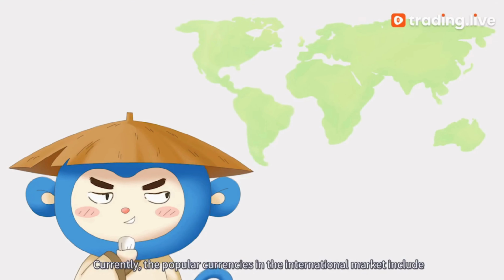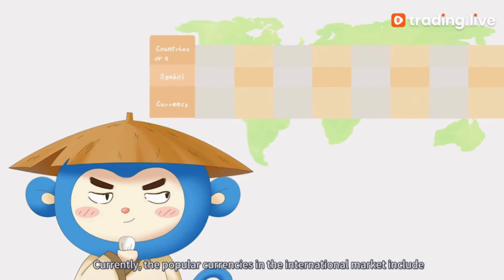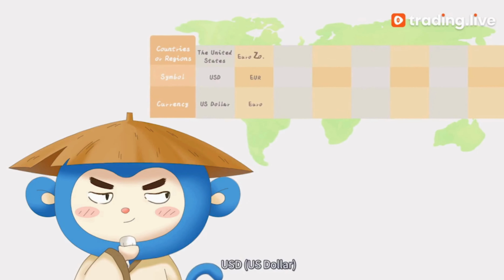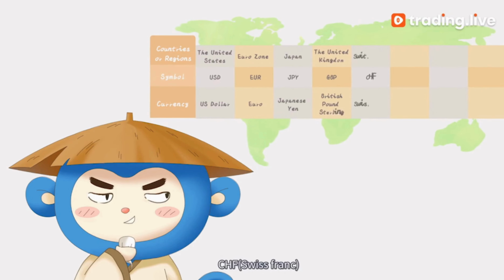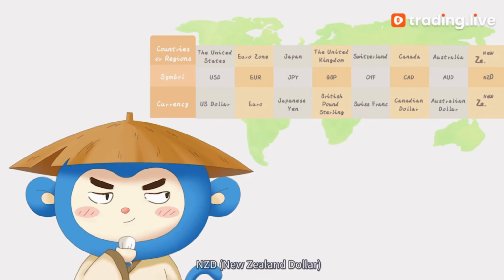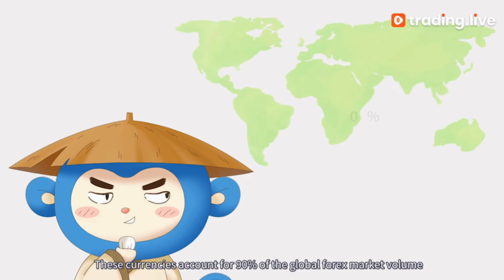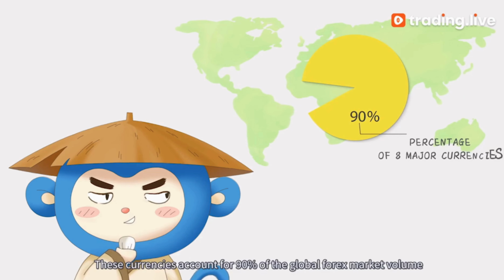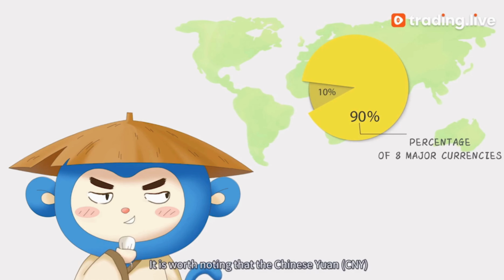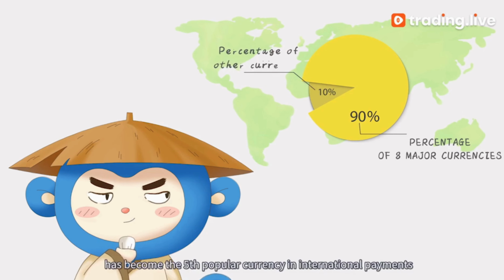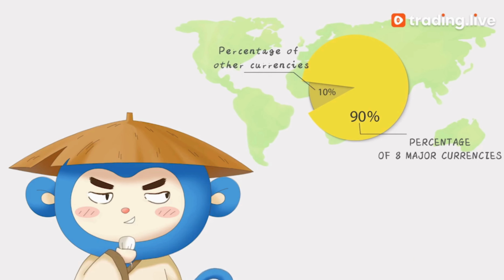We call it a currency pair. Currently, the popular currencies in the international market include US dollar, euro, Japanese yen, pound sterling, Swiss franc, Canadian dollar, Australian dollar, New Zealand dollar. These currencies account for 90% of the global Forex market volume. It is worth noting that the Chinese yuan has become the 5th popular currency in international payments.